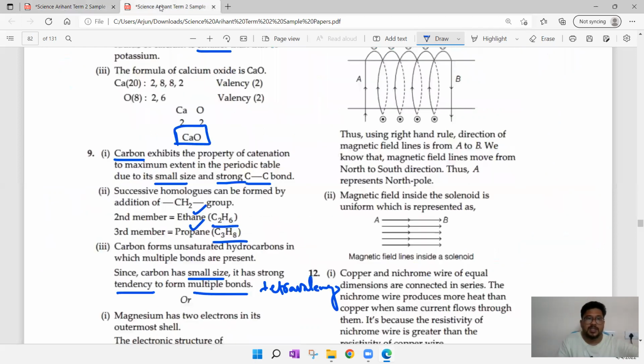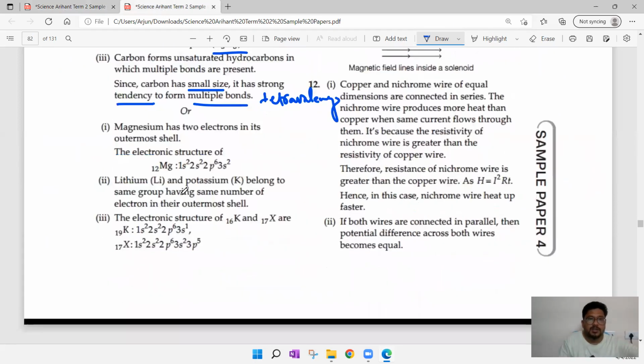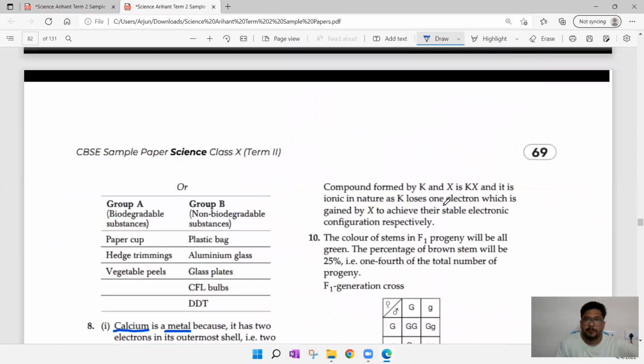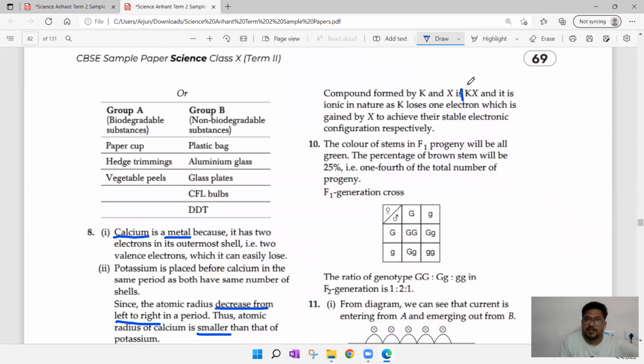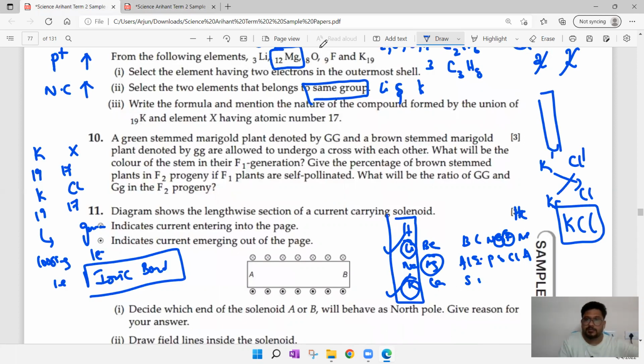That's it. So we'll see the internal choice here. The answer is magnesium has 2 electrons. Number 2, lithium and potassium belong to the same group. We have to underline that. And coming to this one, potassium chlorine, the answer is KCl or KX, both. However you want, you can write it, no worries. In the question they have asked for the X element, na? So it is better to write KX. But what happens if I write KCl? Nothing, you will get the mark, don't worry. And its nature is ionic in nature. It's enough. Like that you need to answer.